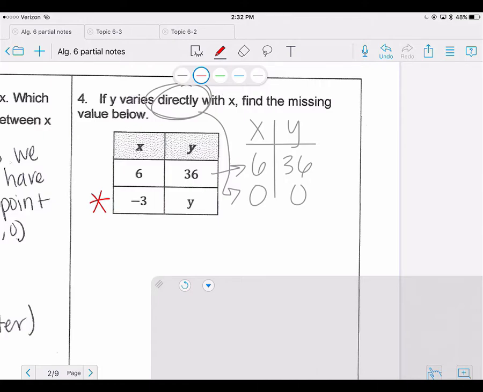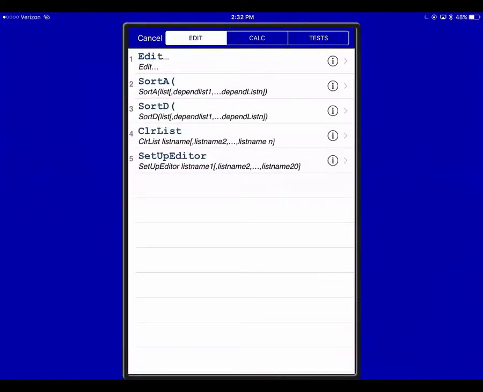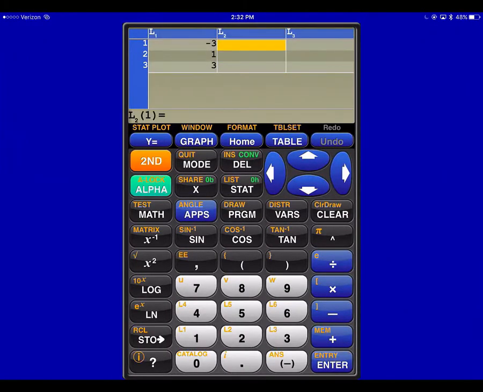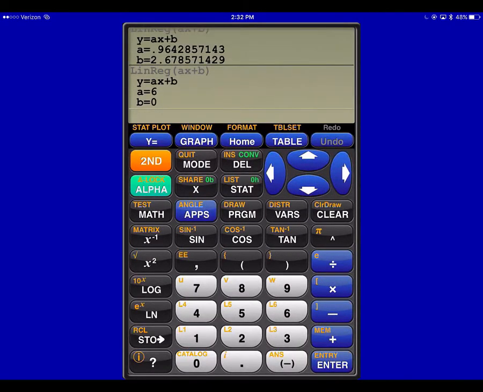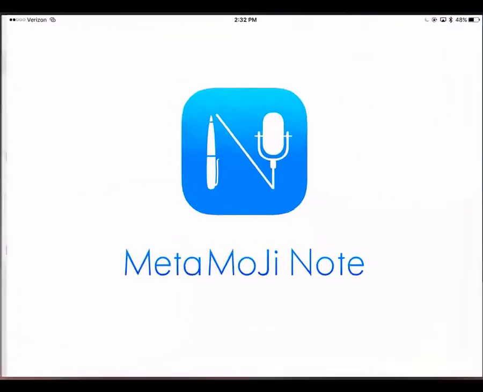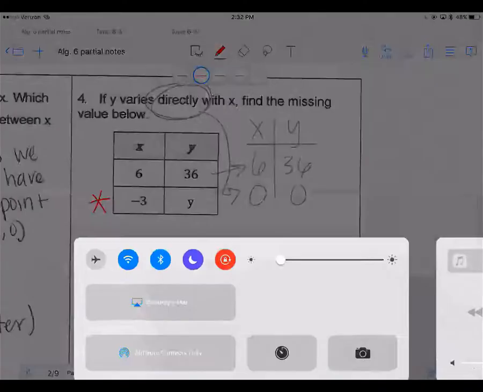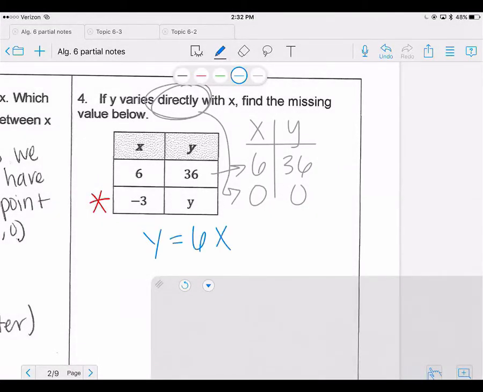So I'm going to plug in to stat edit 6 and 36, and then the point 0, 0. So again, I'm plugging into stat edit because I have 2 points, and that is the easiest, fastest, most reliable way when given 2 points. So I click stat calc 4, and my equation is y equals 6x plus 0. So we can just write y equals 6x.